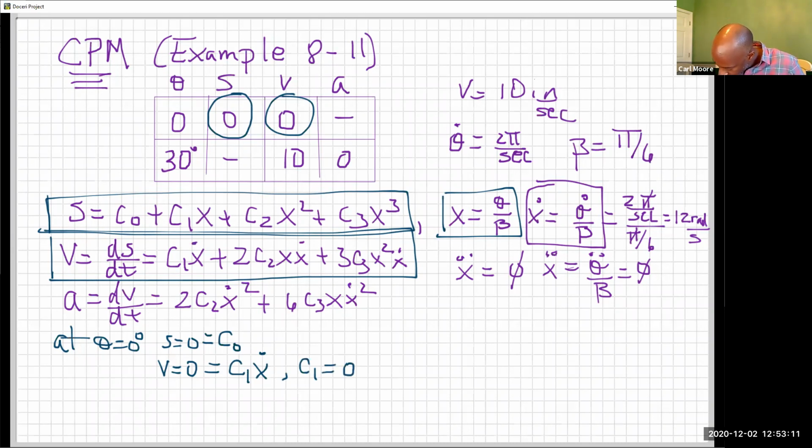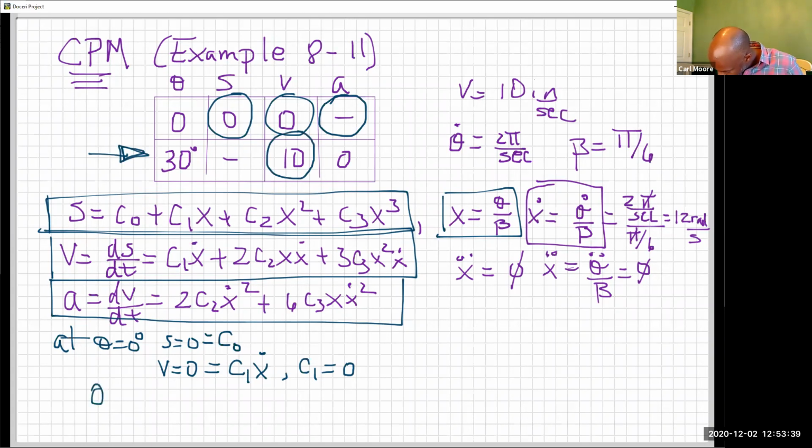Now we turn our attention to the A equation. Actually, I'm kind of moving ahead too fast. We need to turn our attention next. There is no A to look at in the theta equals 0 position. So what we look at next is we drop down to the second row of our table and we look at theta equals 30. So at theta equals 30, we have a V equal to 10 inches per second.